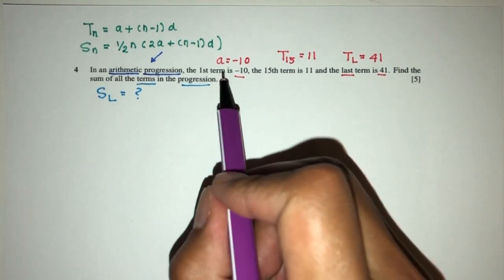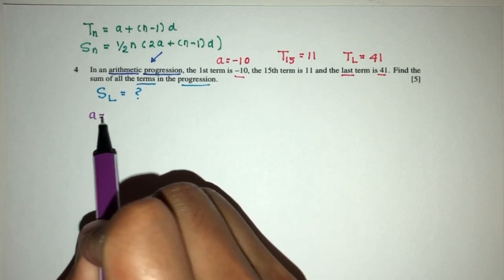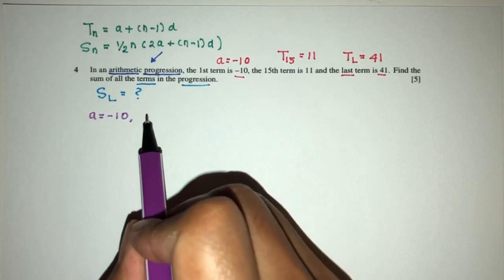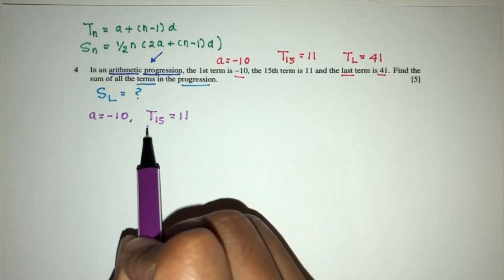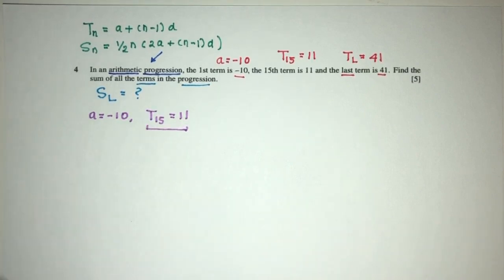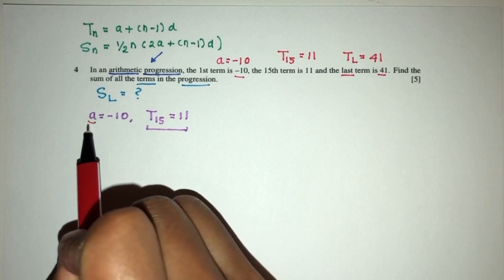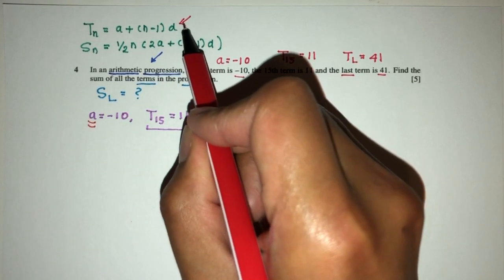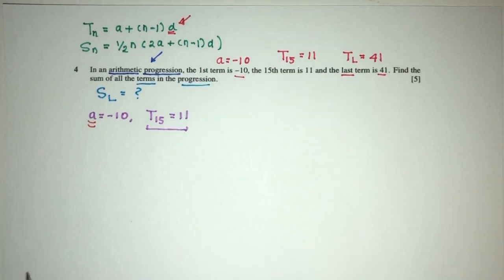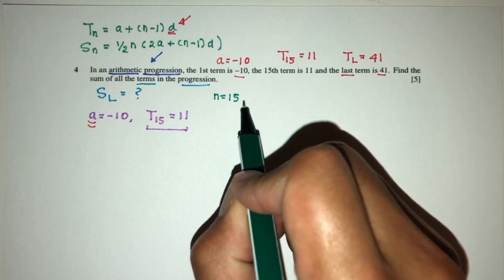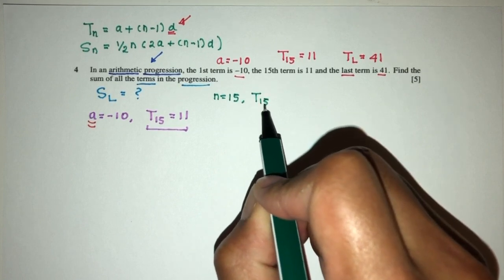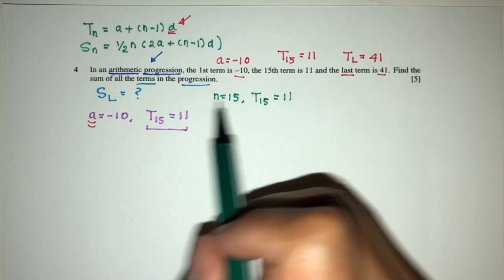Now, let's go ahead. So here we have the first term is minus 10, and we have the 15th term is 11. So we can use this first, because if you realize we have the value of a, but the value of d is missing, right? So we have to find d, first thing first. So let's do that. When the term is 15, the value is 11. So let's use that knowledge to find the value of d.